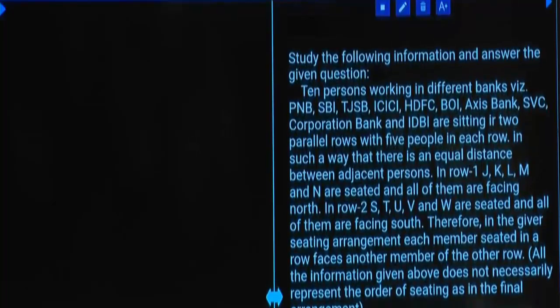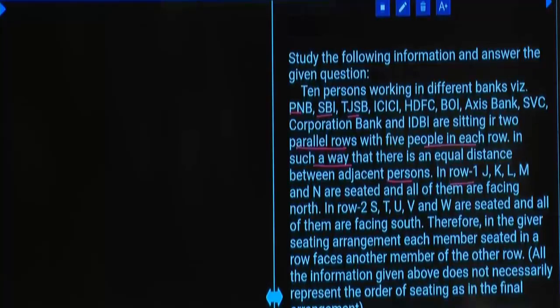10 persons working in different banks, PNB, SBI, TJSB and so on, are seated in two parallel rows with 5 people in each row in such a way that there is an equal distance between adjacent persons. In row 1, J, K, L, M and N are seated and all of them are facing north.